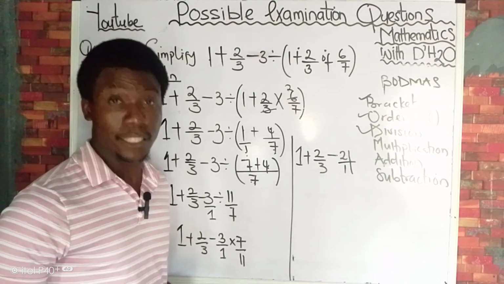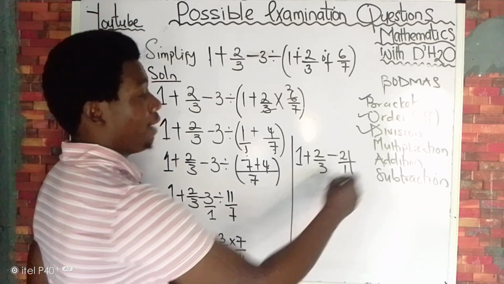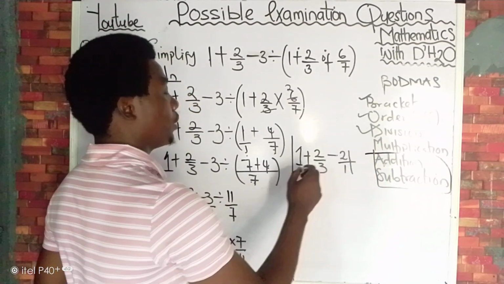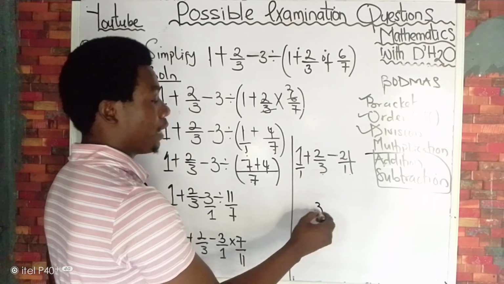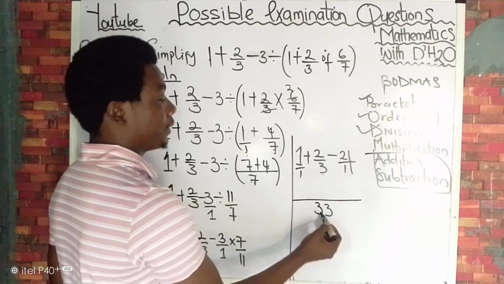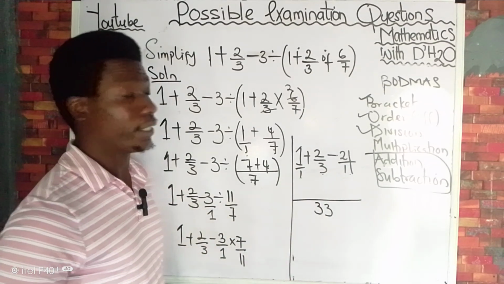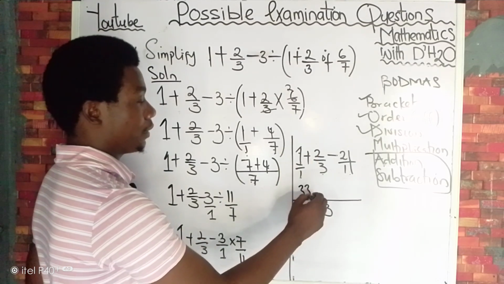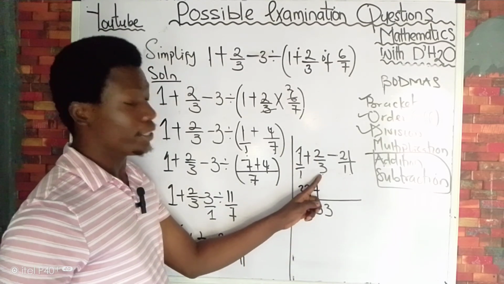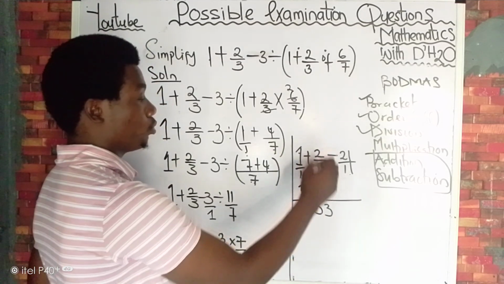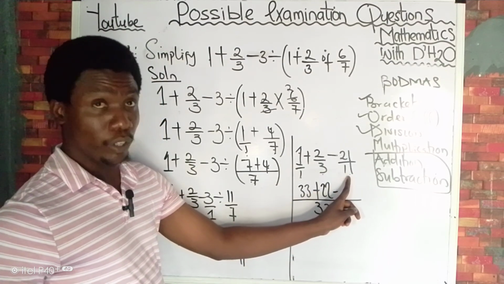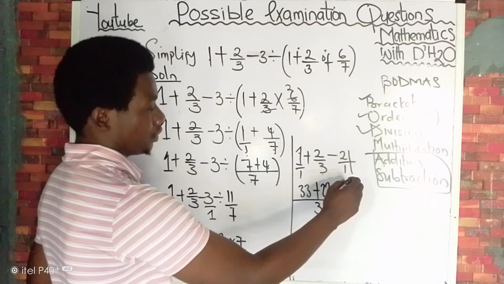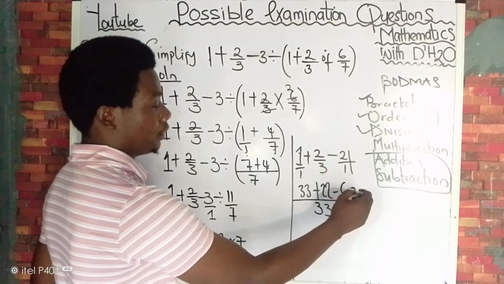Now you can combine addition and subtraction together. If you have addition and subtraction, it can be solved together. So let's take the LCM of 1, 3, and 11. That will give us 33. So 33 divided by 1 will give us 33 times 1, 33. Plus 33 divided by 3 will give us 11 times 2, 22. 33 divided by 11 will give us 3 times 21, which will give us 63.